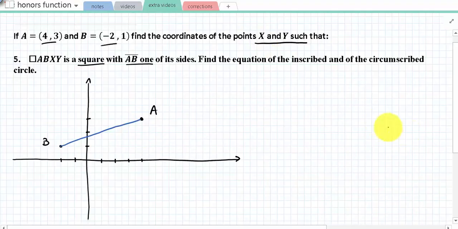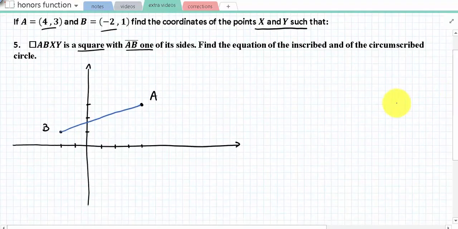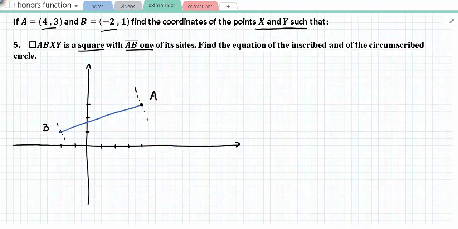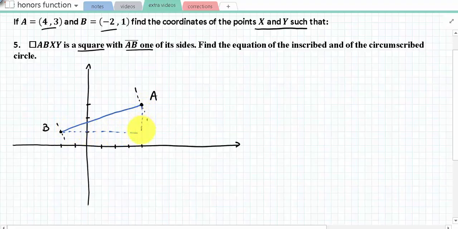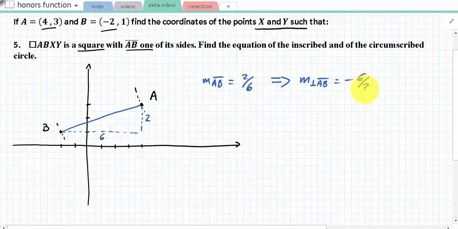So, how are you going to find the coordinates of X and Y? Well, you know that in a square, sides are perpendicular. Therefore, you want to find the perpendicular slope to AB, so you can move on the perpendicular line, okay? So, what is the slope of AB? Let's see. Your run is 6, your rise is 2. So the slope of AB is 2 over 6. Therefore, the slope of the perpendicular to AB is going to be negative 6 over 2.